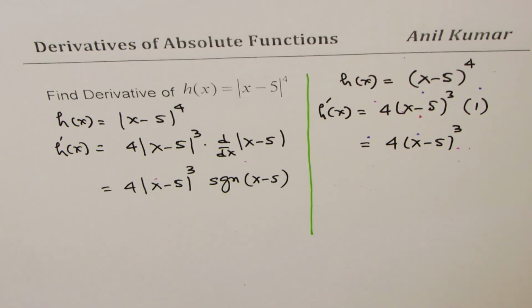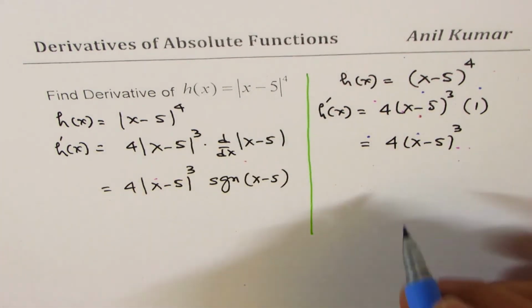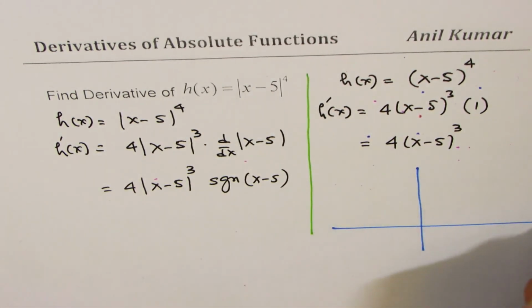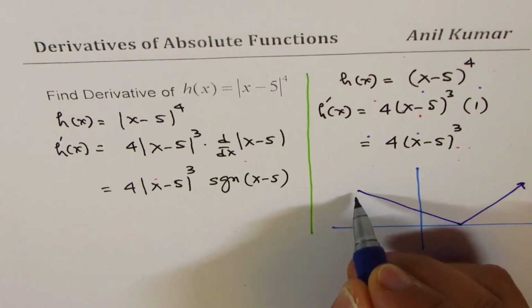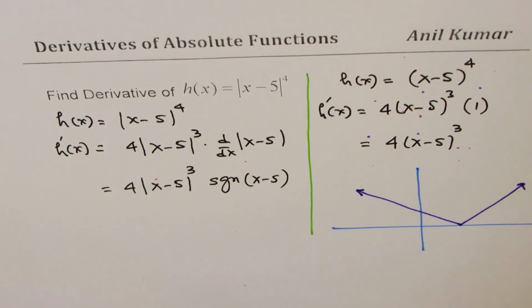Let's look at it in a different way. Let's say like this: I'm saying that x minus 5 is a graph like this.